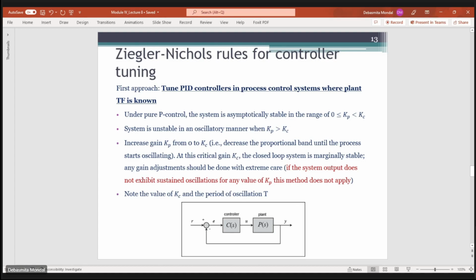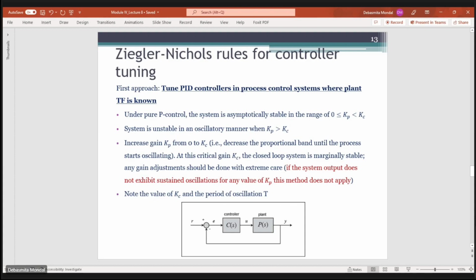That means at Kp equal to Kc, the system is marginally stable and has an oscillatory response. So the way of doing this is that first we need to increase the Kp of the system from 0 to Kc. Increasing the proportional gain means we decrease the proportional band until the process starts oscillating. Once you have found that gain, that critical gain is Kc. At Kc the system is marginally stable.